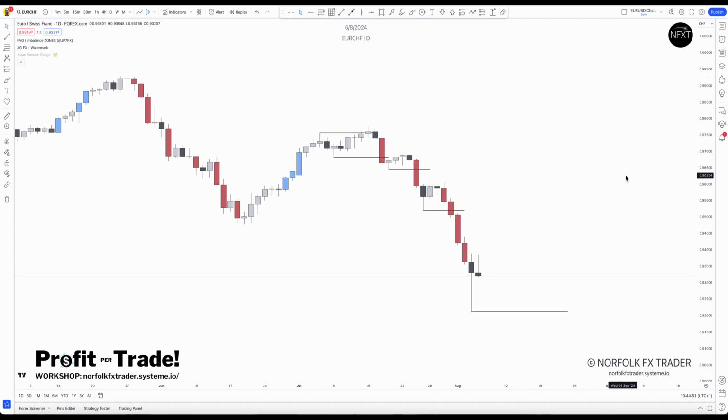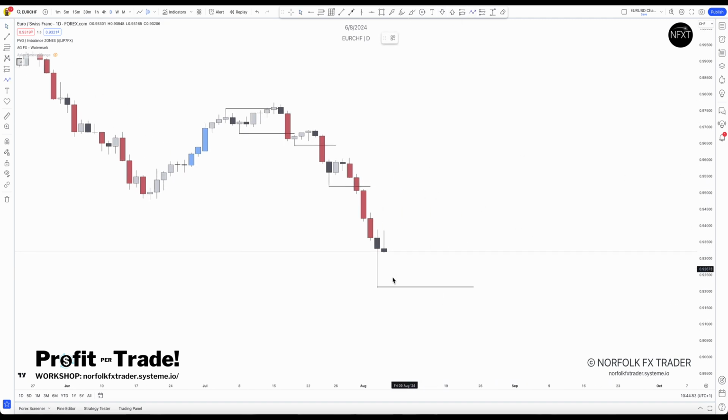So what I'm expecting to look for now is some type of pullback from here, coming back into one of these imbalances or even this area of supply to then run back for this week low.